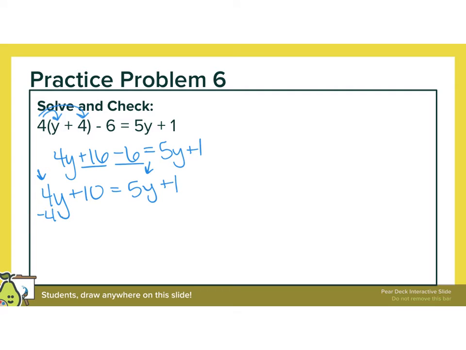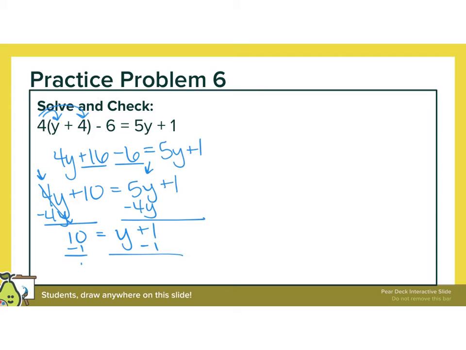So I'm going to subtract 4y here and subtract 4y here. You could have subtracted 5y. It would be correct still. You just have a negative variable. This is y plus 1. Y's are on the right, so this time I want constants on the left. So this plus 1 needs to go.